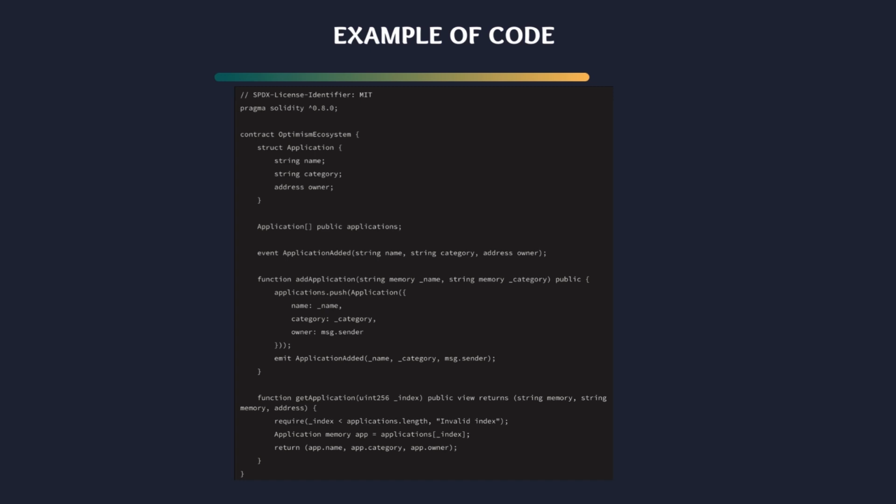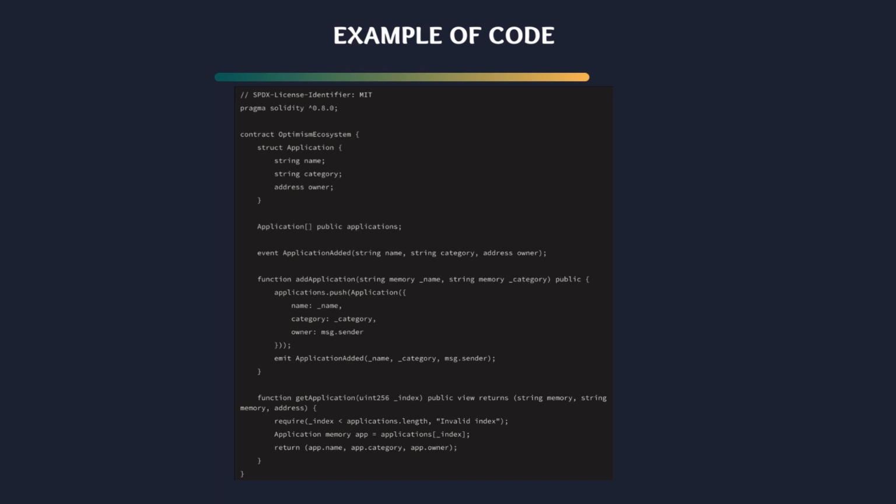Here is example code 1, a Simple Optimism Ecosystem Contract, written in Solidity. Let's take a look at a simple contract that represents the ecosystem of applications on Optimism. 1. Introduction to the contract. This contract, named OptimismEcosystem, allows users to add and retrieve information about applications running on the Optimism network.